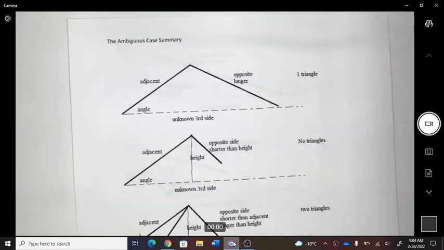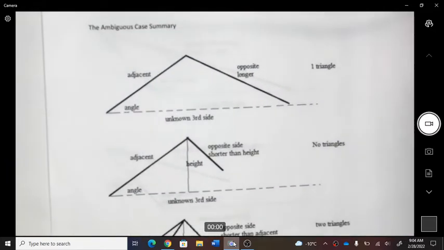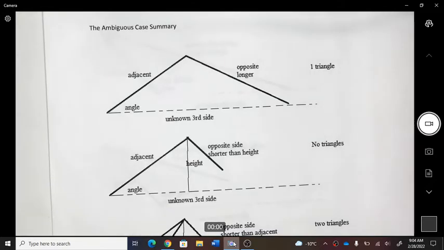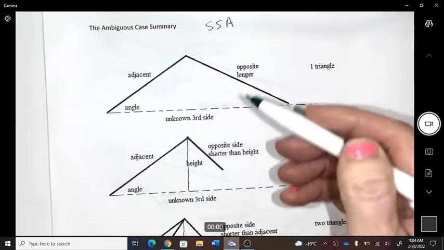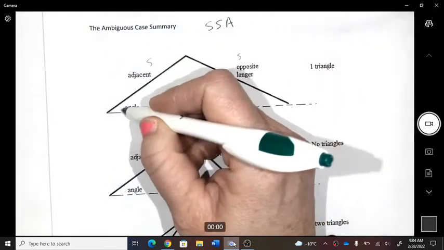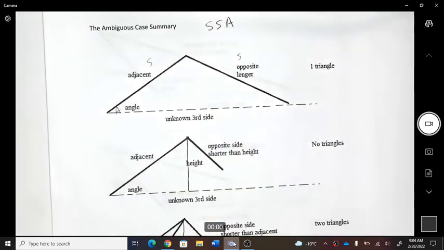So here are the ambiguous cases. When we talked about this concept, we determined that it was when we were dealing with a side-side angle. So when there was a side and an angle in an order like that, this is when we saw this problem happening. Okay, so here's what happened.